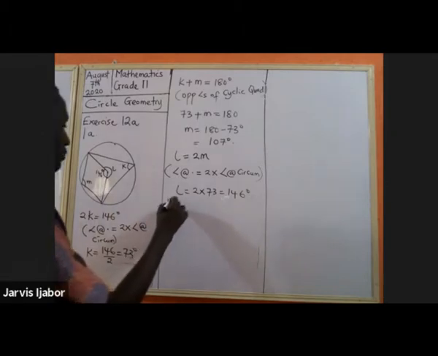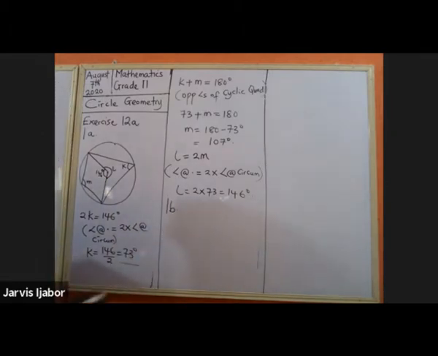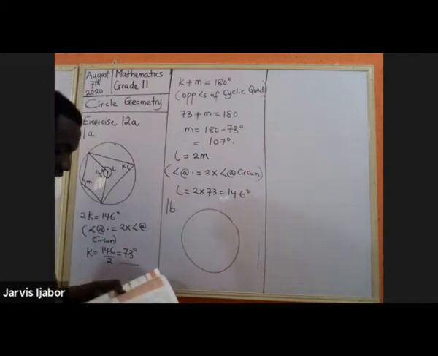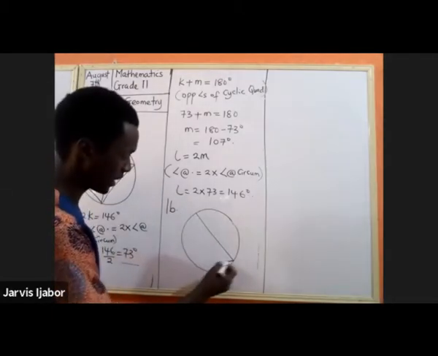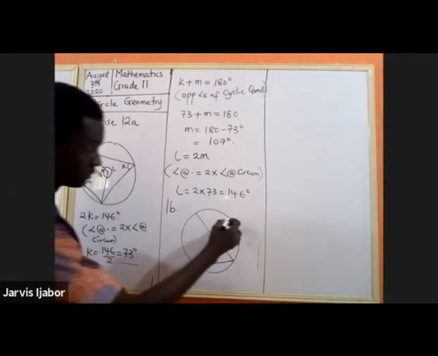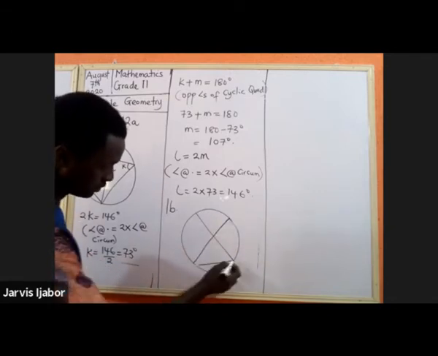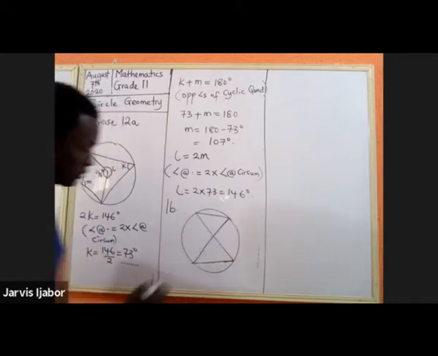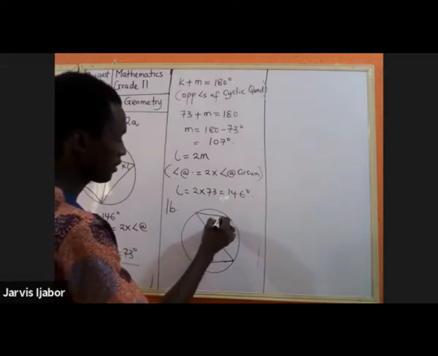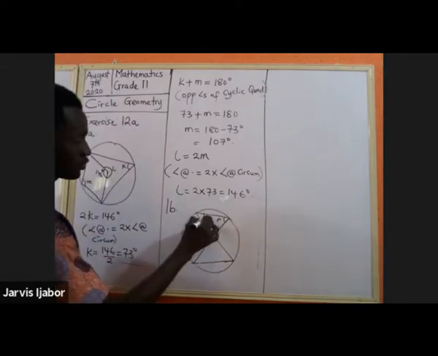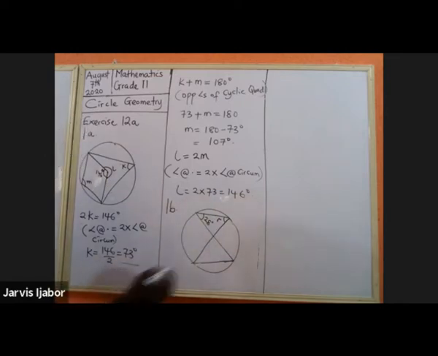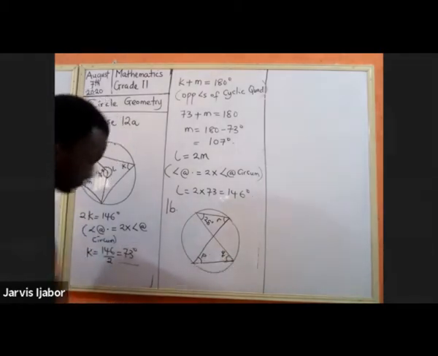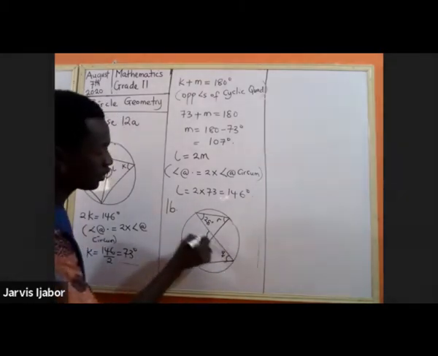So let's try and answer question 1B. In question 1B, you have this. See what you have in 1B. We'll be careful with drawing that. So that will be R. That will be 28. That will be P. That will be Q. And the whole of this will be 83.